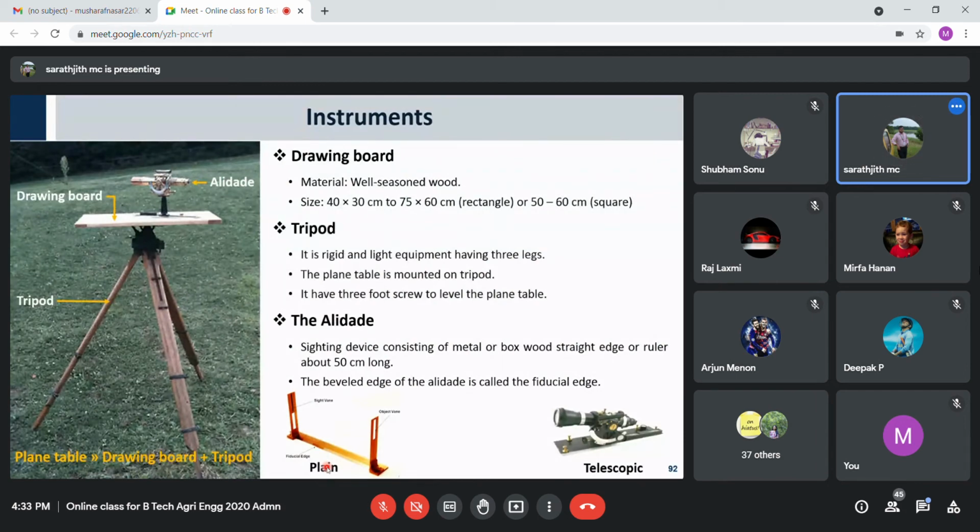Okay. In both alidades, they have a beveled edge, which is called the fiducial edge, through which we can mark the line. If you draw a line along the fiducial edge, that exactly matches your line of sight. That particular edge is known as the fiducial edge.